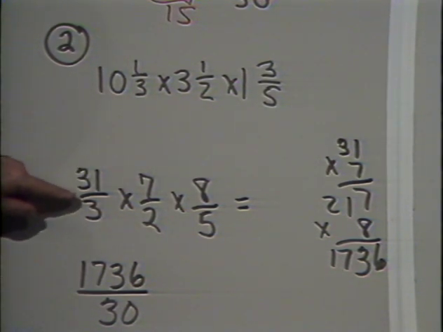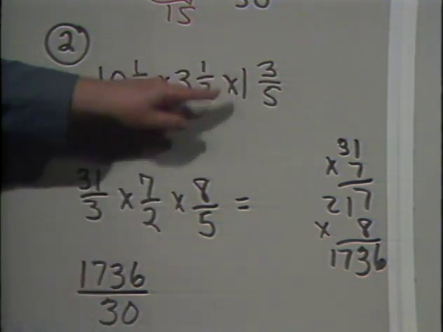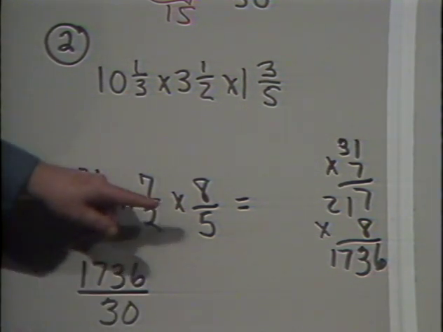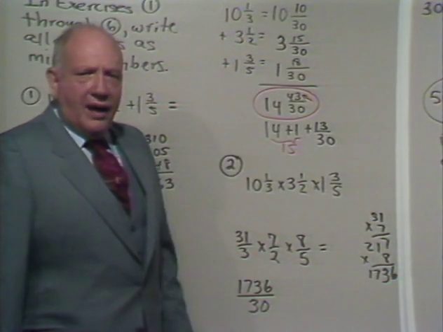Rewrite 10 and 1/3 as 31/3. Rewrite 3 1/2 as 7/2. Rewrite 1 3/5 as 8/5. Now it's a common fraction problem. How do you solve a common fraction problem when you're multiplying? You multiply the numerators and you multiply the denominators.